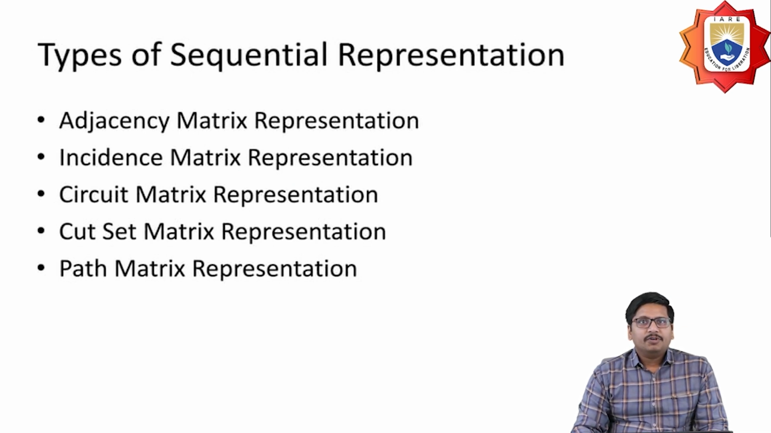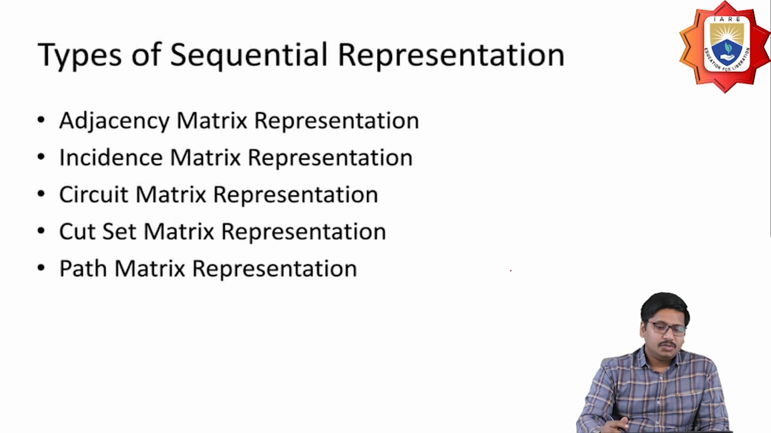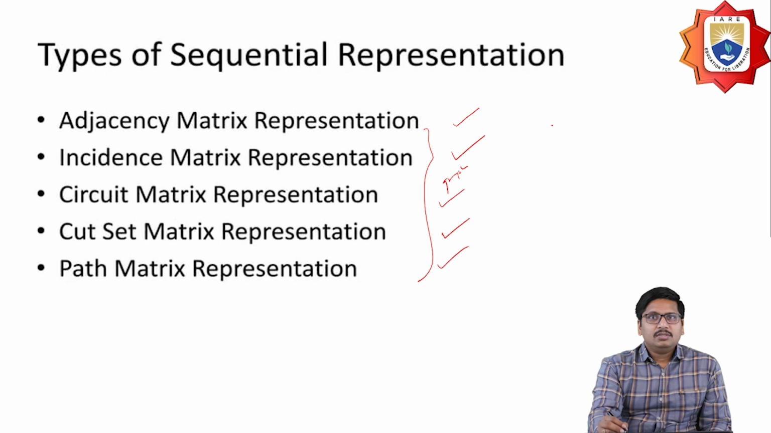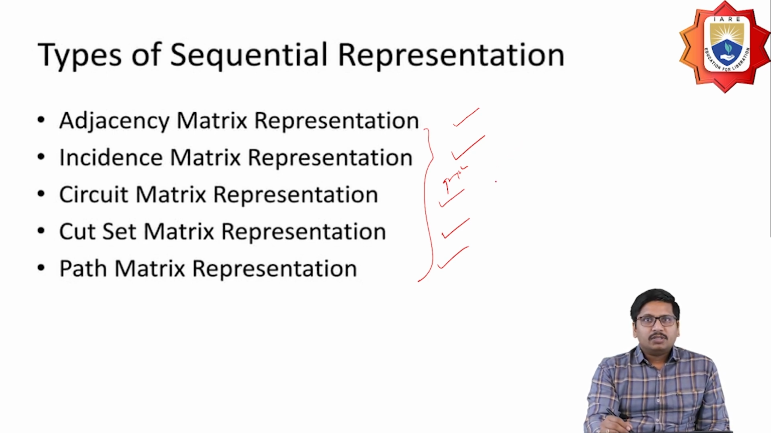Some other types of representations are adjacency matrix representation, incidence matrix representation, circuit matrix representation, cut set matrix representation, and path matrix representation. So these are other kinds of representations of the graph. When I consider these, I have to follow this kind of representation.